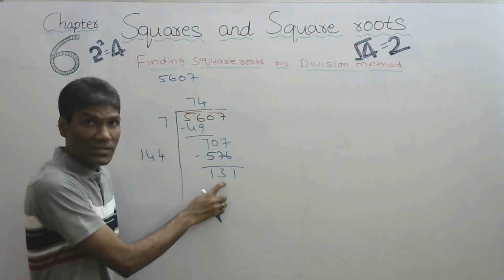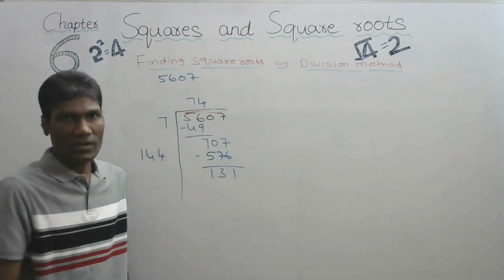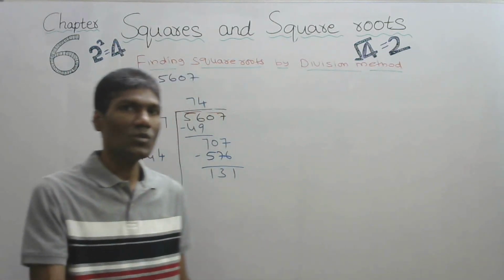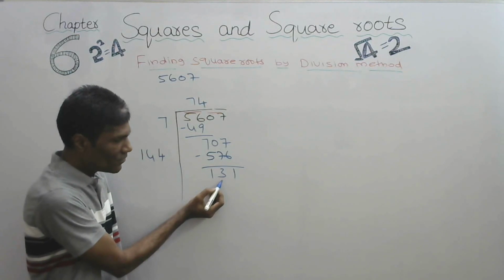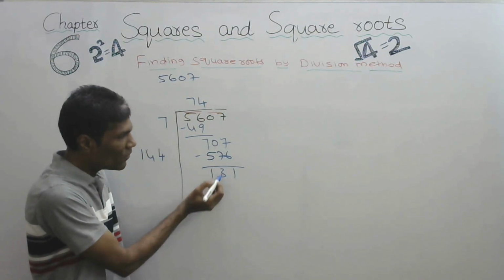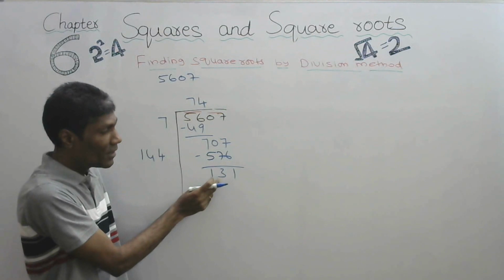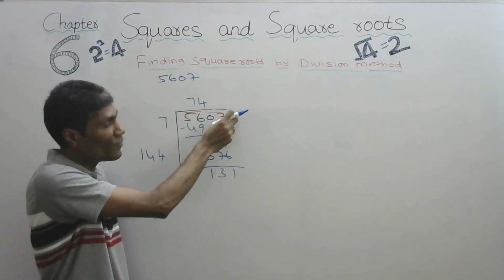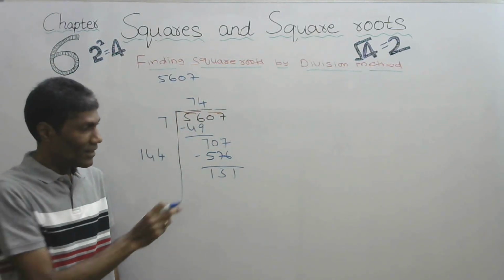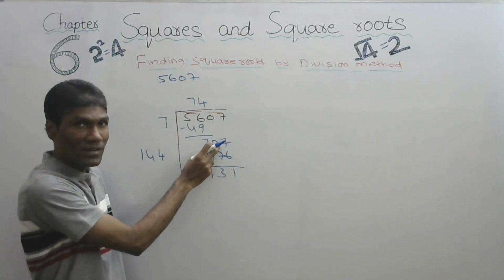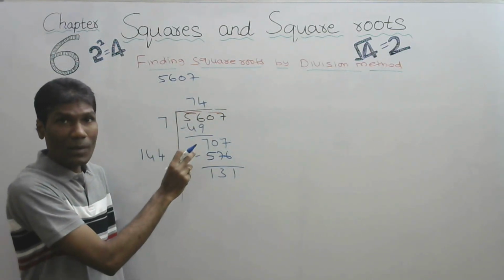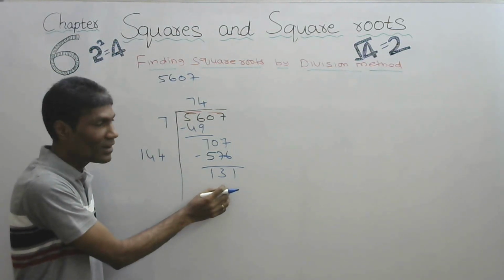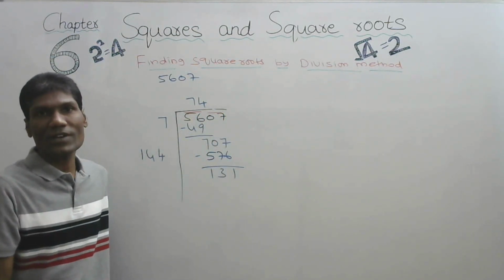So, we didn't get 0 here. So, this is not a perfect square. Now, what to do? Let us see. This 131 is there. Because of 131 more, this is not becoming 0. If we remove this 131 from 5607, then it will become 576 and this would have been a perfect square.